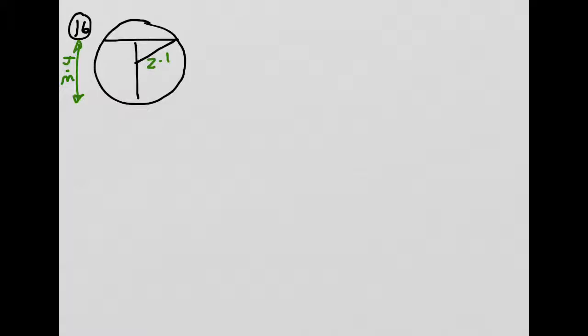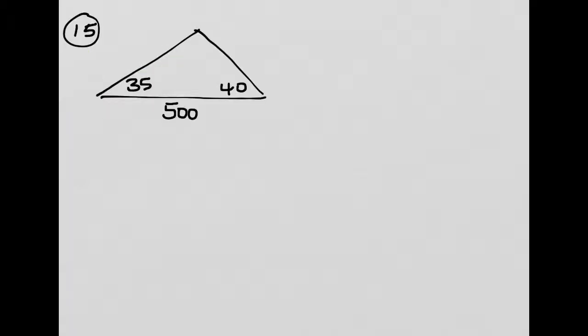Oops, sorry, let's go back. Number 15, TV signal. Now we have to calculate the height of the satellite, in other words this distance here. If we need that distance, the first thing we're going to do is find this distance. Once we've got that distance, we're going to use SOHCAHTOA to get the height. So how are we going to find that first distance over there? We're going to use the sine rule.